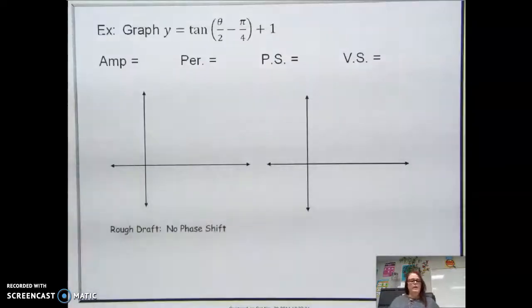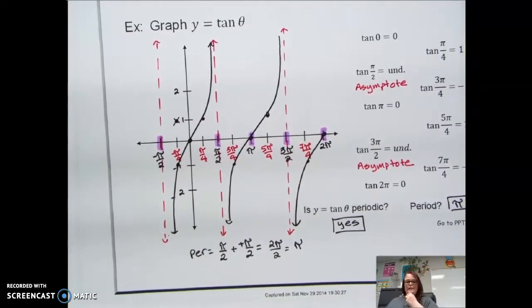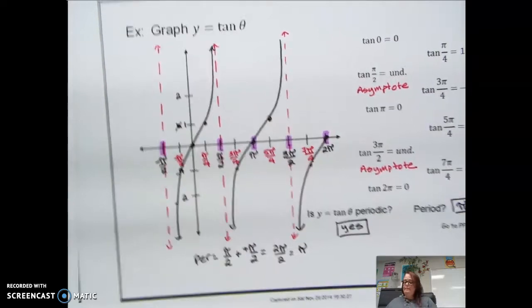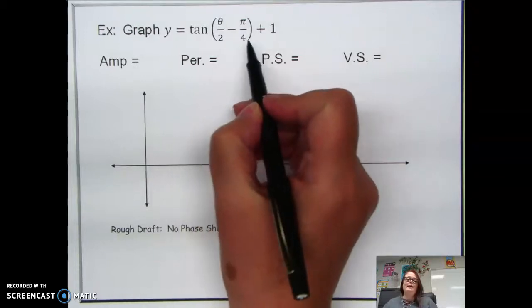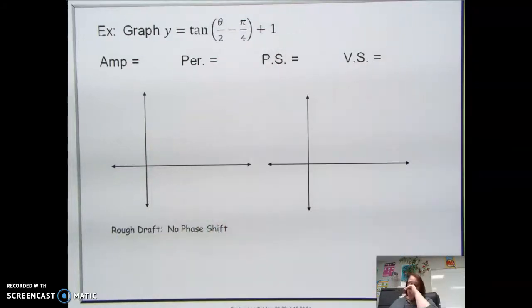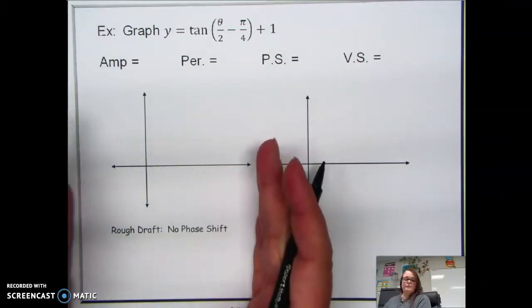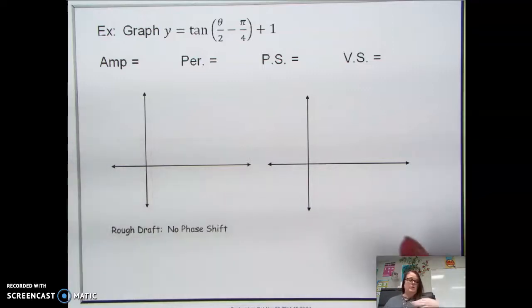So now if we want to talk about how we actually graph this, you'll notice we have a lot of stuff going on here. My parent graph is going to be back to y is equal to tangent of theta. And now I want to talk about what happens if I have 1/2 theta minus pi over 4 plus 1. How does that change? We're going to graph it as a rough draft here with no phase shift, and then graph it with the phase shift. And I'll probably bring in some graph paper just so that I have it with the nice units.